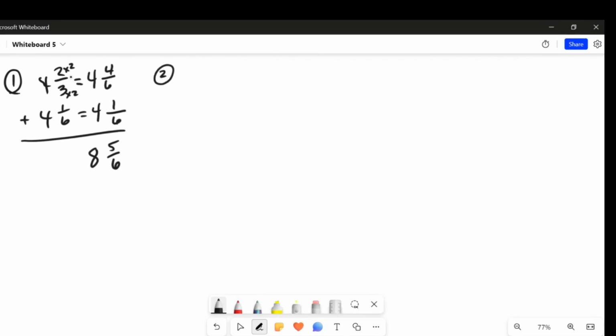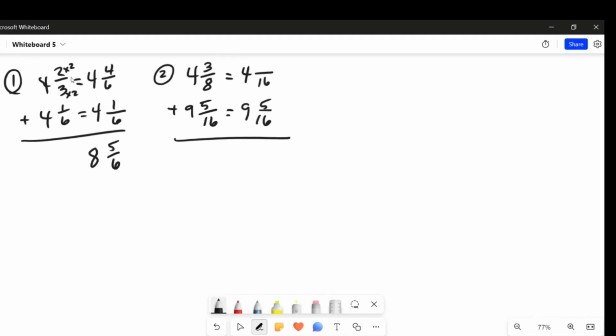All right, number 2, we have 4 3/8 plus 9 5/16. Okay, I cannot add these fractional parts together yet because I do not have a common denominator. So I'm going to write 4 and 9, and my common denominator, if I have 8 and 16, is 16. So this fraction didn't have to change.